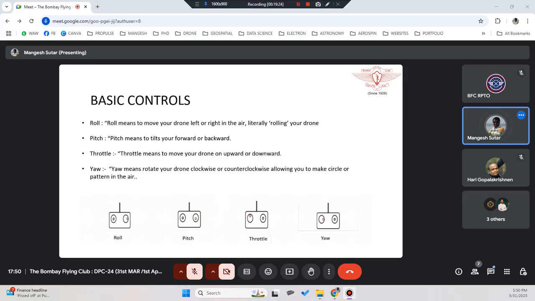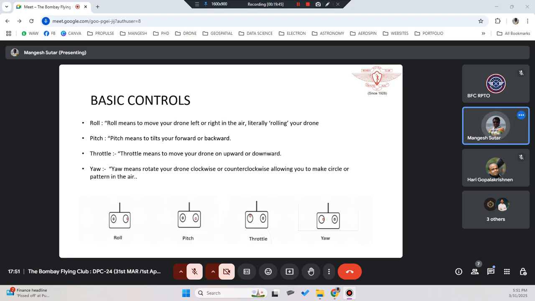So this is called RPTY. Like how we call our institute RPTO, just replace O with Y. So it is RPTY. It starts with your right hand side: roll, pitch, throttle, and yaw.